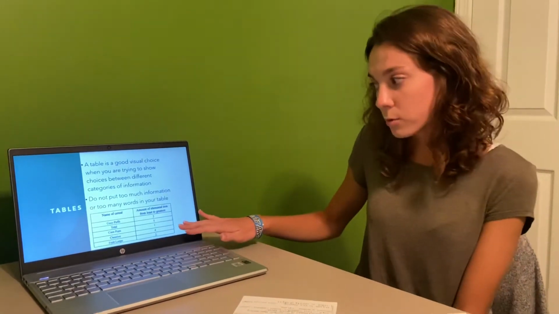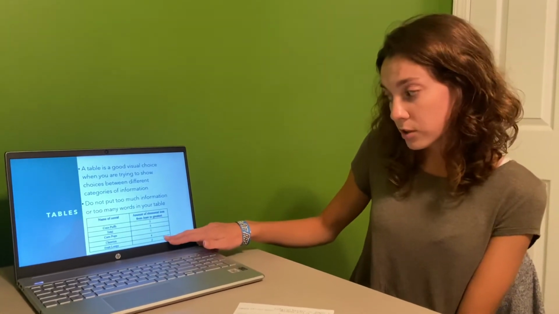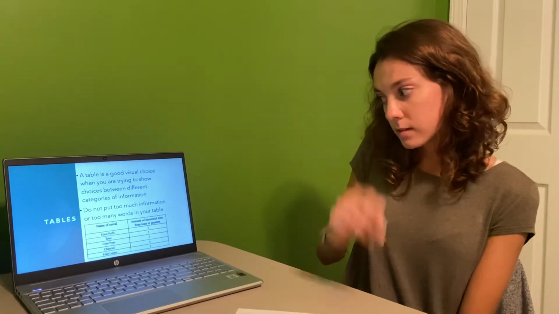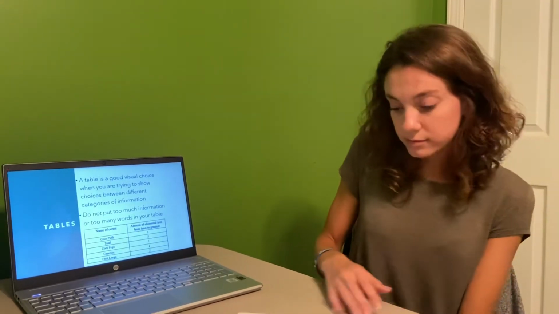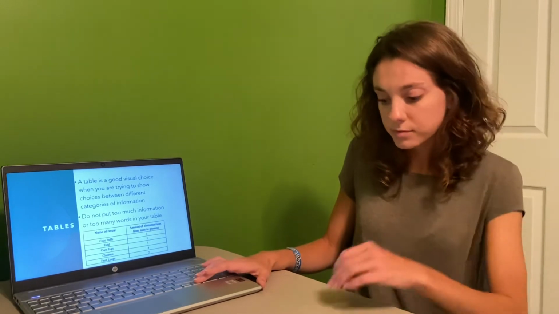Tables are a good visual choice when you are trying to show choices between different categories of information. The guideline for that one is do not put too much information or too many words in your table, or it really takes away from what you're trying to do. Like this one's pretty straightforward. It has your cereal and the amount of iron from least to greatest. So yeah, that's a good example of a table that's not overdone.